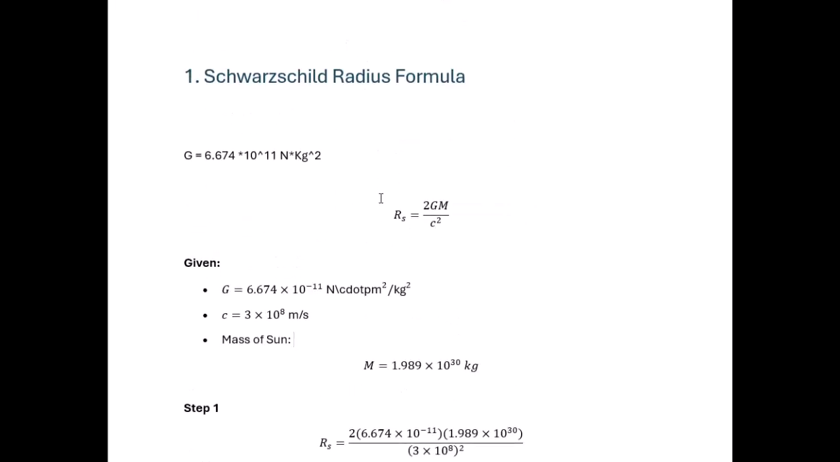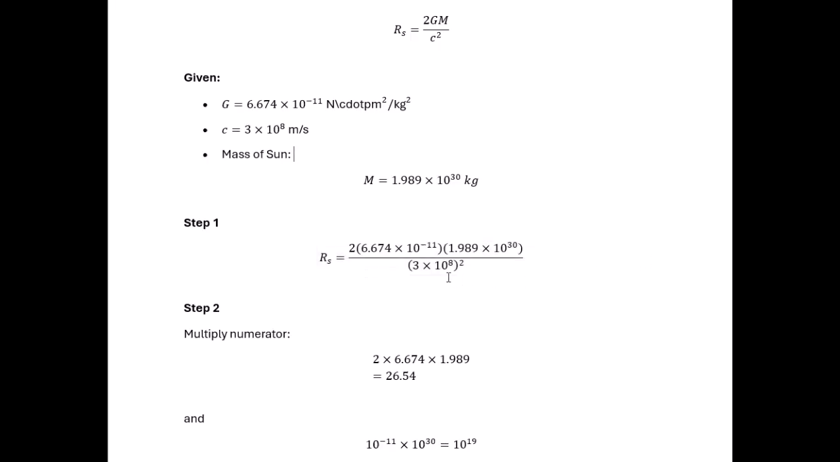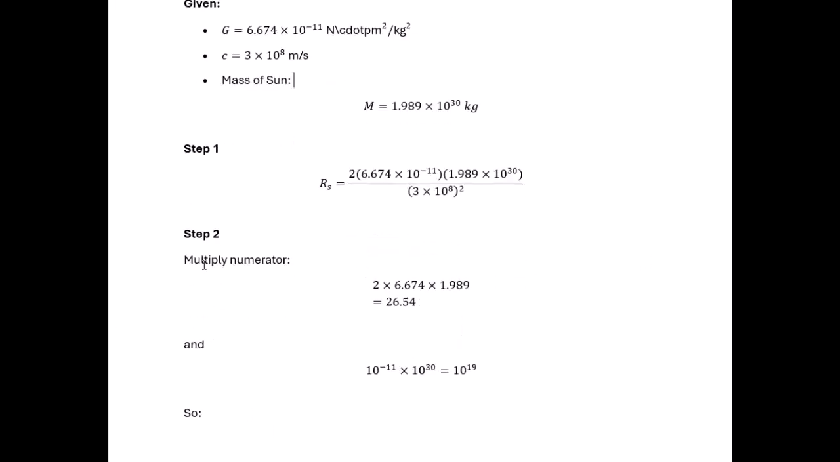Now the mass of the sun is 1.989 times 10 raised to the power 30 kilograms. It's too much. Now step 1, put the values. Then multiply the numerator. It will be 2 times 6.674 times 1.989. After solving this, we get 26.54.